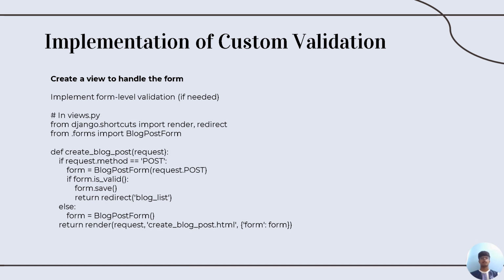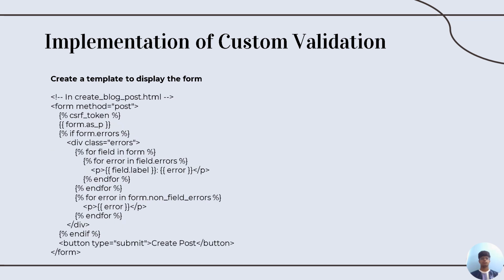Create a view to handle the form. We implement form level validation if needed, and we use views.py so that it is the view. Create a template to display the form. Templates use HTML tags. We use HTML for this. So we create the blog post HTML form with method equal to post. Then we can display errors in field errors, and we can end the if, and the button of type submit. Then we can submit.